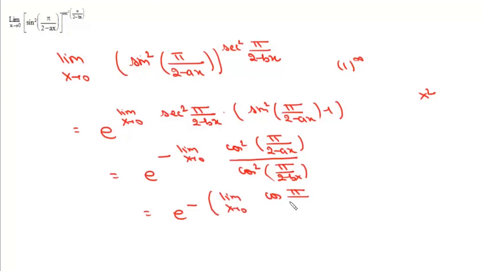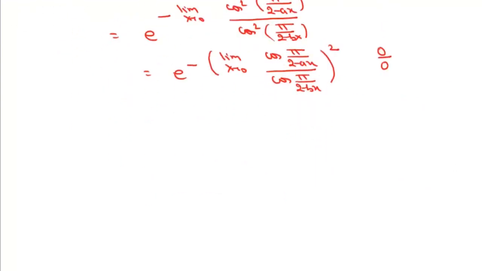of cos (pi upon 2 minus ax) upon cos (pi upon 2 minus bx) whole square. Now if we look at this limit, this is cos pi by 2, which is 0, and the denominator also is cos pi by 2, so it will again be 0. So it is 0 by 0 form. Now we can use L'Hopital's rule.